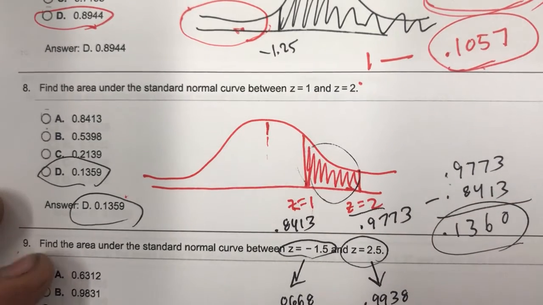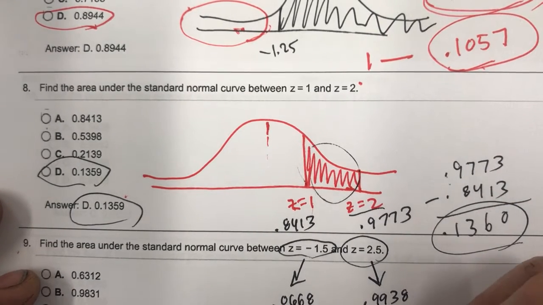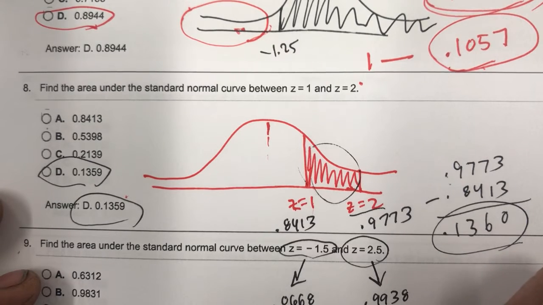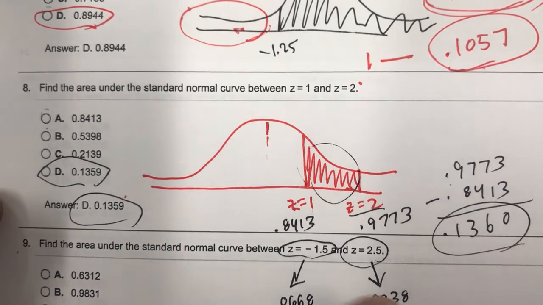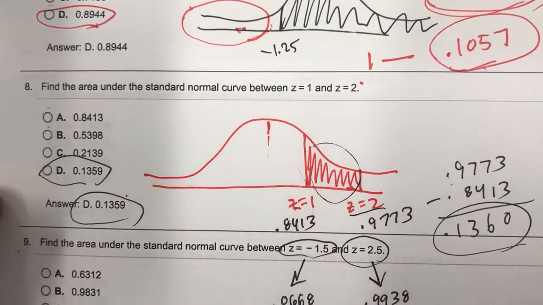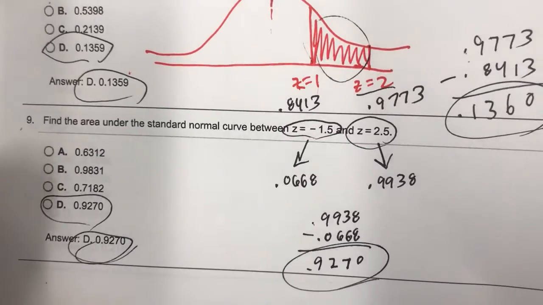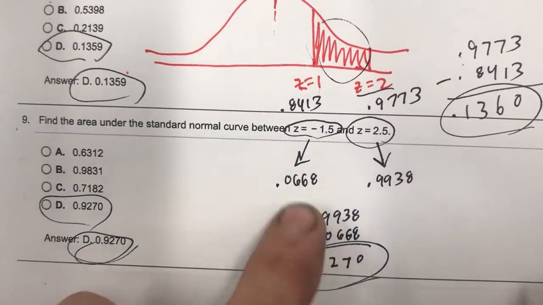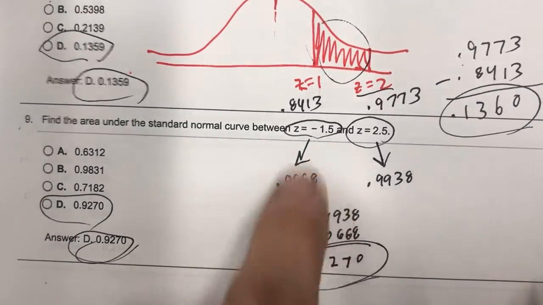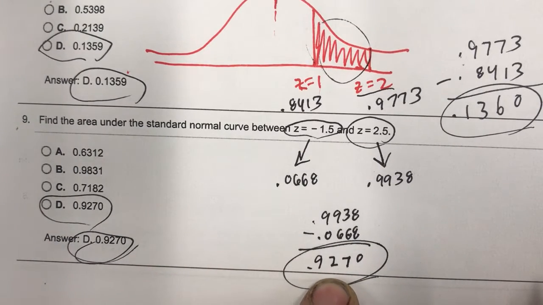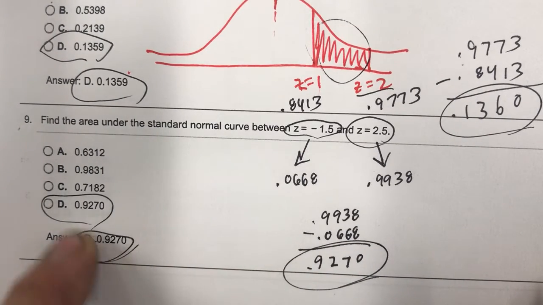All right, now to be between those, I subtract them. So 0.9938 subtract 0.0668. It's going to be 0.9270, which is right here. There we go. Let me see we got that right. Oh, I'm sorry, didn't have it on the screen. So I find these right here, and to be between them, I subtract them, and I got 0.9270, so the answer is D.